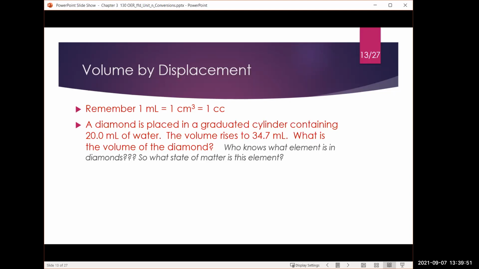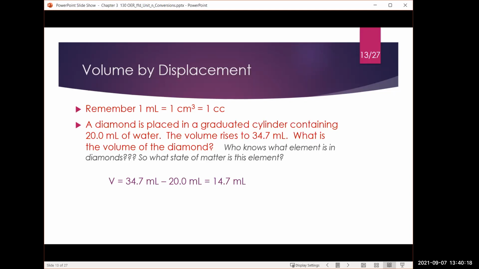Now, that is not the volume of the diamond. That is the volume that it displaced. You have to get the difference between the volume you ended up with minus the volume you started off with. So 34.7 minus 20 milliliters gives you the volume that that diamond displaced.